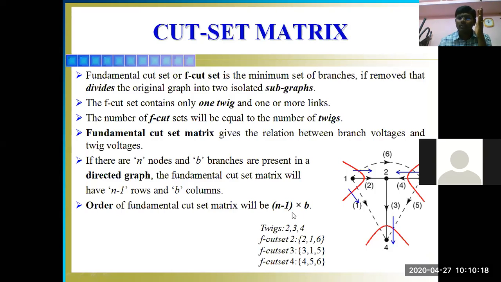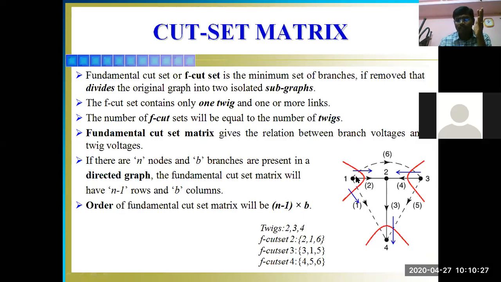Then, if you see the graph of the given network with respect to tree and co-tree, you can find the cut sets. Twigs are represented with thick lines and links are represented with dotted lines. Numbers in brackets represent branches, and the open numbers represent nodes. So the twigs are 2, 3, 4.